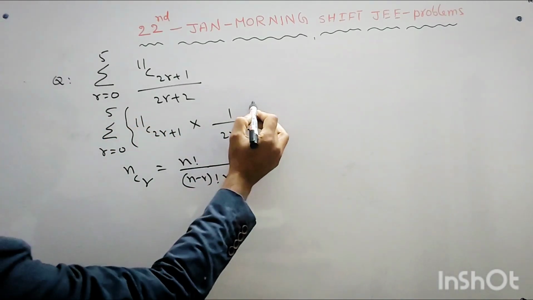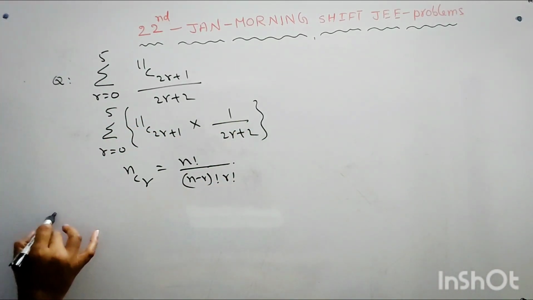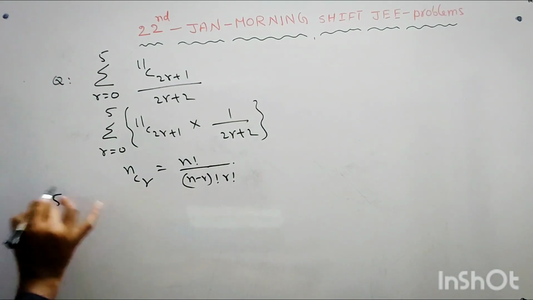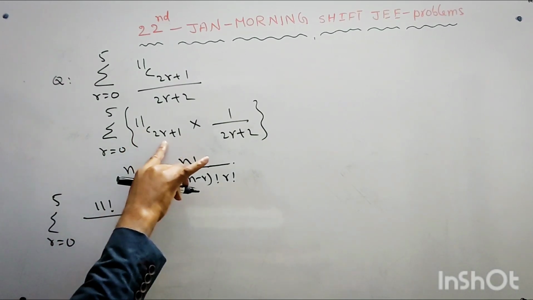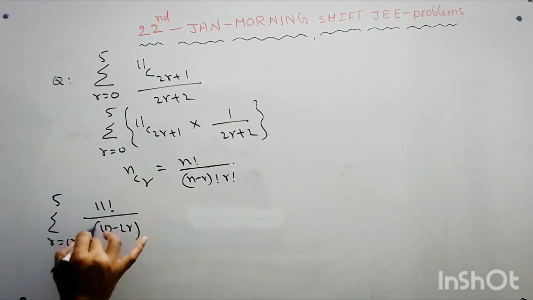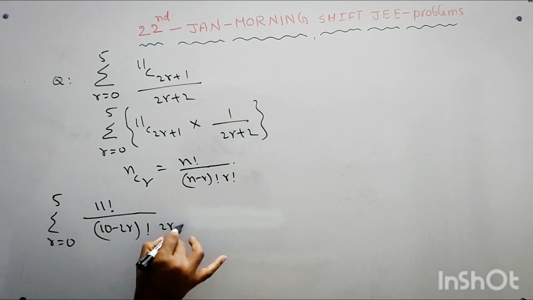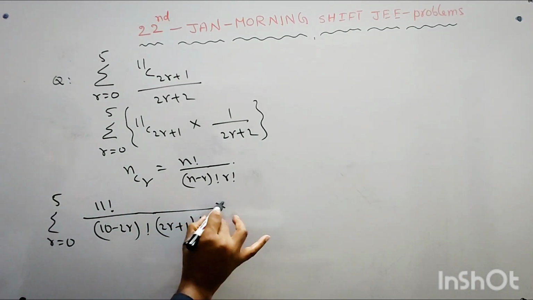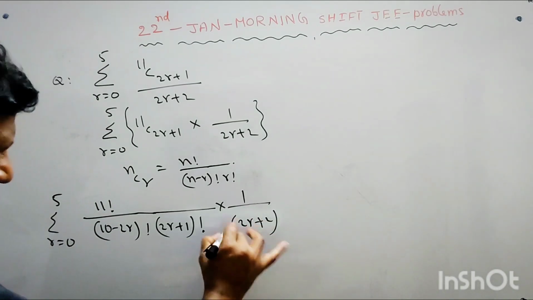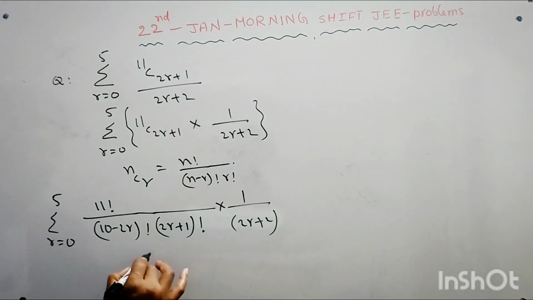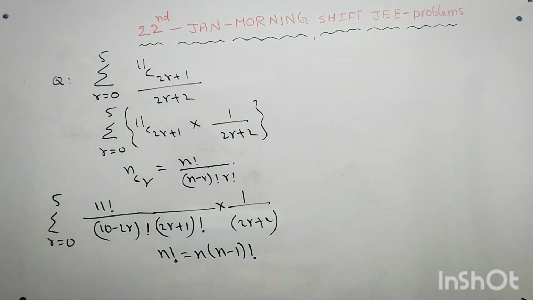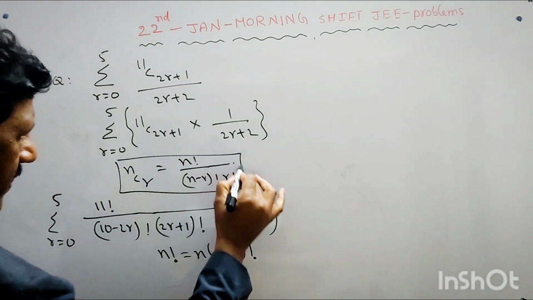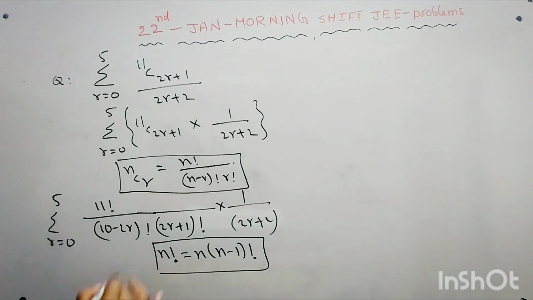So you will get the summation of r is equal to 0 to 5, 11 factorial by (10 minus 2r) factorial into r factorial, that means (2r plus 1) factorial into (2r plus 2). Then we have one formula, the formula for n factorial: n into (n minus 1) factorial.